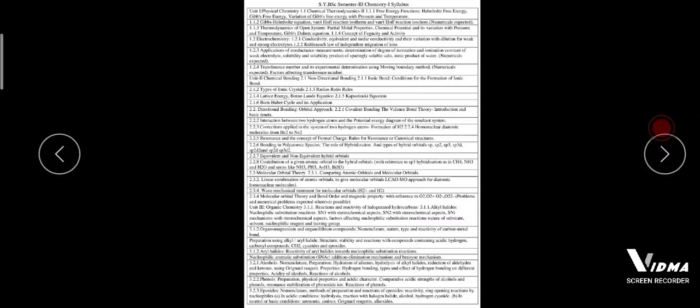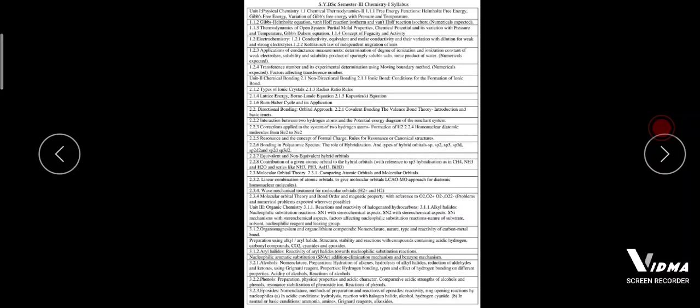In that we have to see the conductivity, some terms like conductivity, equivalent and molar conductivity. Again their variation with temperature and their variation with dilution for the weak as well as the strong electrolyte. Again we have to see Kohlrausch's law of independent migration of the ions, and we have to see the application of conductance measurement in the determination of the degree of ionization and ionization constant of a weak electrolyte, solubility and solubility product of sparingly soluble salts and their products.